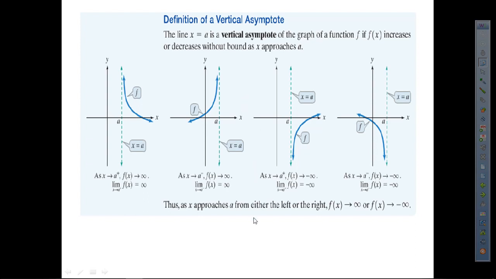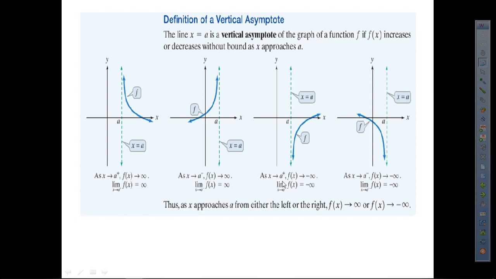The reason why is because at that point, if it's going off to positive infinity or negative infinity, it has to be undefined at that value of a. That's why it goes off to positive infinity or negative infinity, because it's getting smaller and smaller in the denominator, going to 0, and a is a value where the denominator is equal to 0.